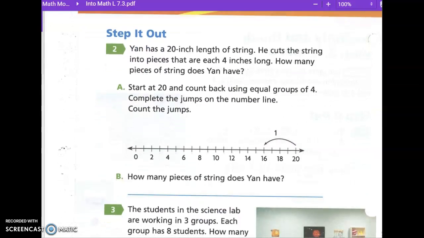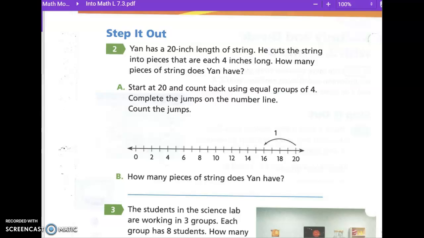Okay, we're going to go back to the next page. So step it out, you should flip your page over. Yun has a 20-inch length of string. He cuts the string into pieces that are each 4 inches long. How many pieces of string does Yun have? Start at 20 and count back using equal groups of 4. Complete the jumps on the number line.